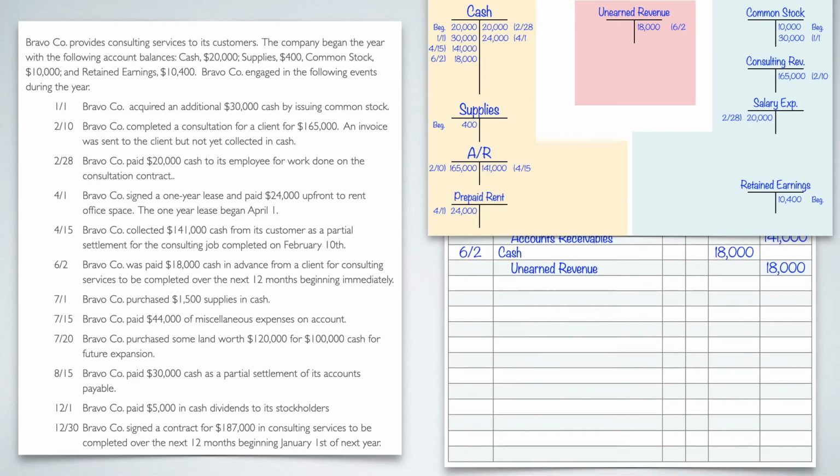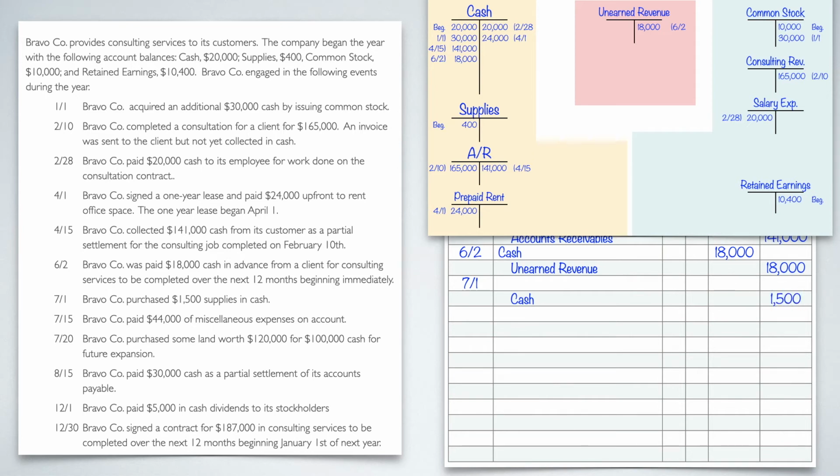All right, I got to move some paper up. 7-1. Bravo Company purchased $1,500 worth of supplies in cash. Again, is cash involved? Yes. Cash is being affected. How? It is going down because we purchased the supplies, so our cash is going to go down. So if cash goes down, our date 7-1 is going to go on the credit. So cash credit for 1,500.